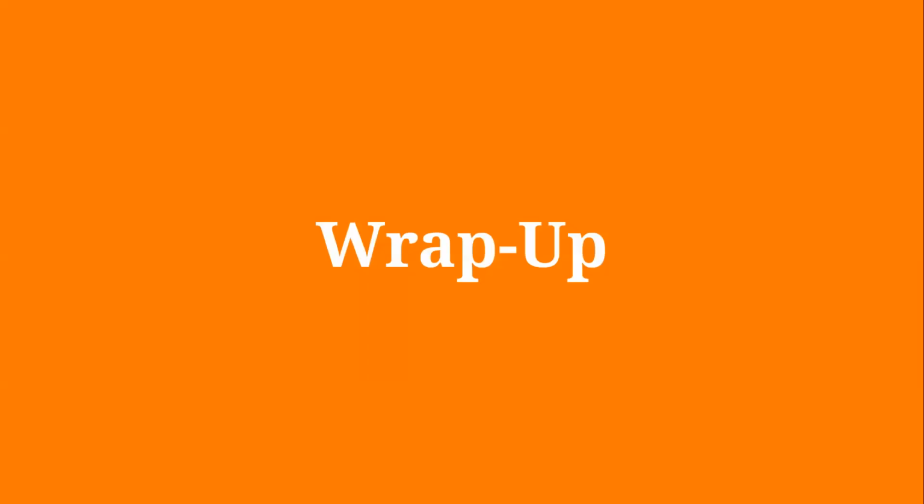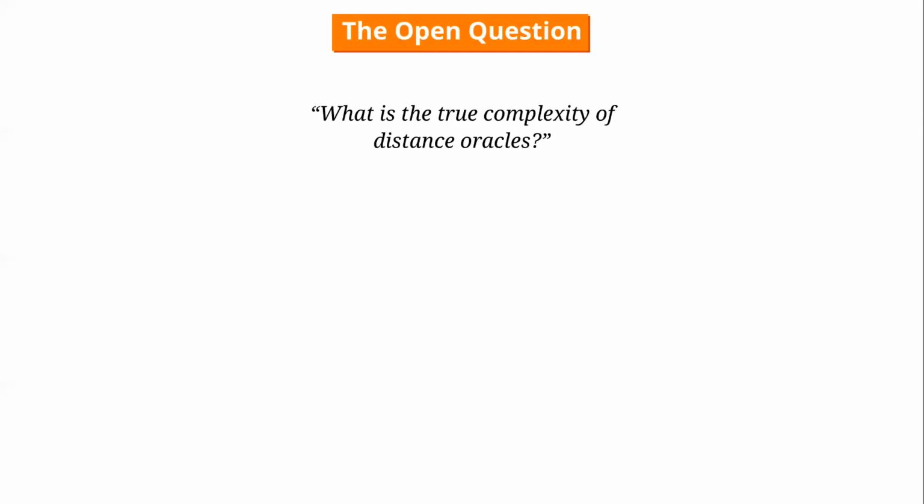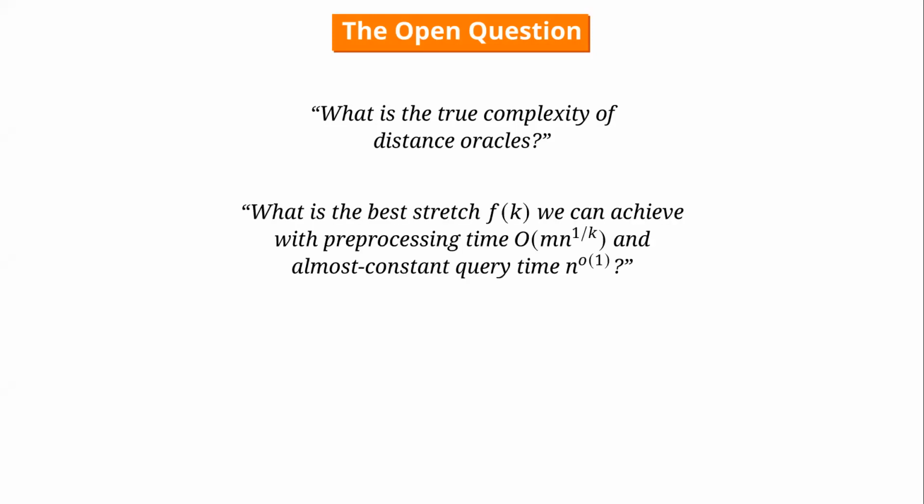Okay, that's all about the technical details. Let me very quickly wrap up. The main open question after all this is, what is the true complexity of distance oracles? Coming back to the question I posed in the beginning, what is the best stretch f(k) we can achieve in Thorup-Zwick time, with preprocessing time on the order of m times n to the 1 over k, and almost constant query time?